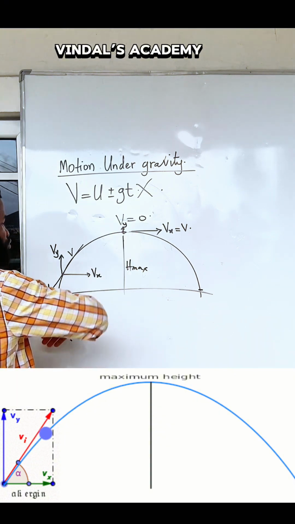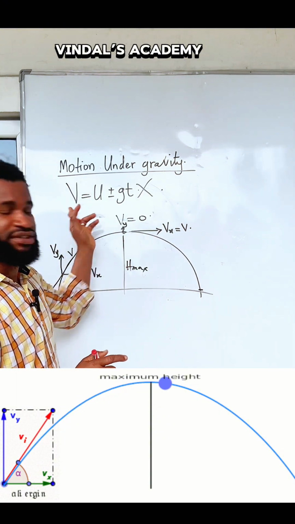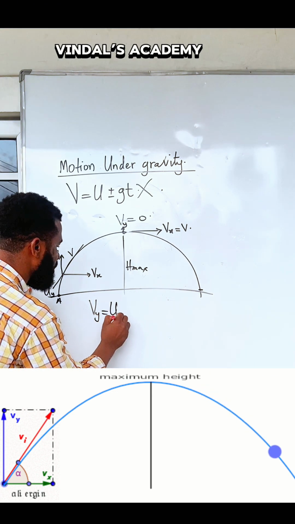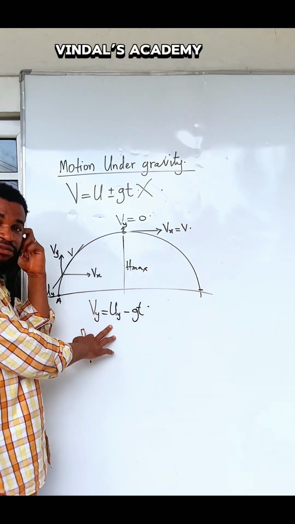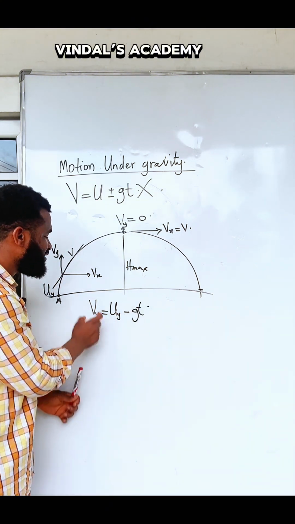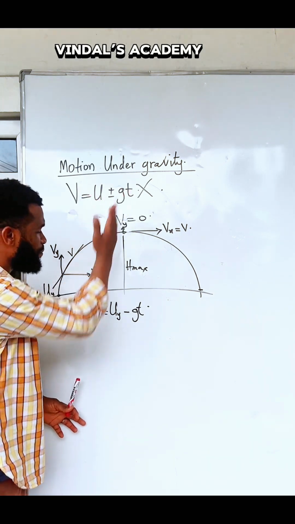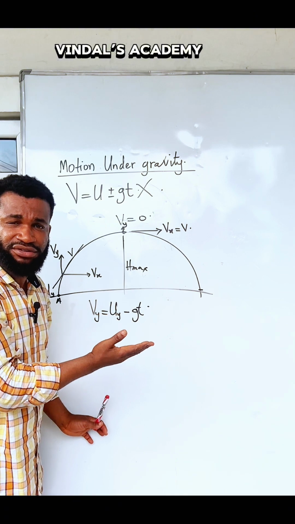So for a body thrown vertically upward, the right formula to use is not this, rather it's going to be V sub y, which is going to be equal to U sub y minus GT. This is the right formula to use, because this formula expresses that the body is thrown vertically up. It is in a vertical dimension, not in the horizontal dimension.